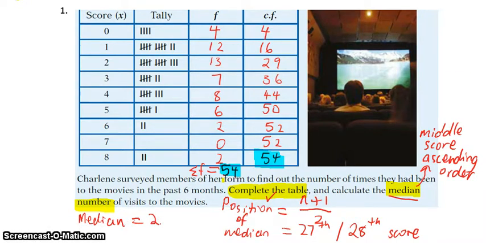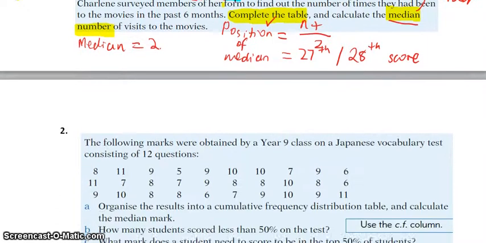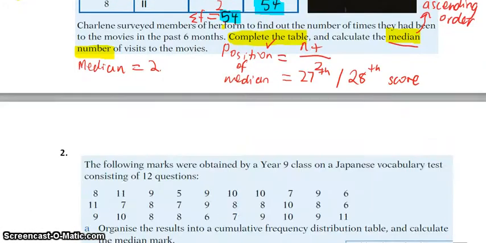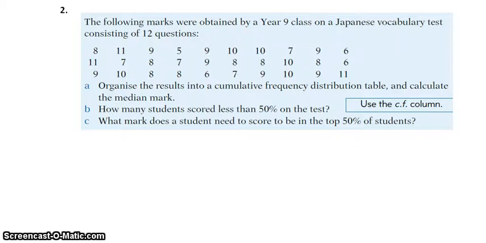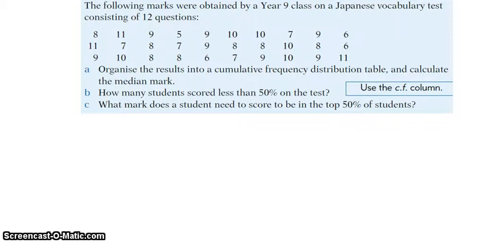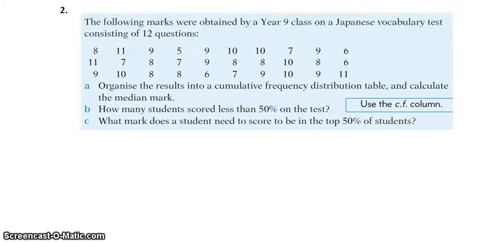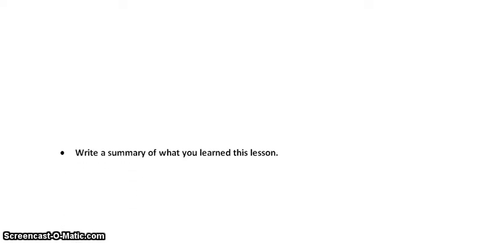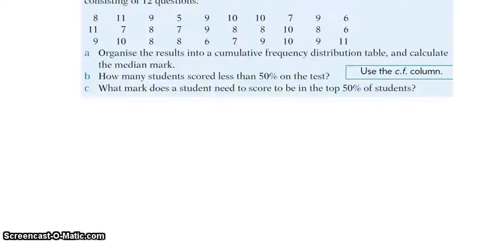Okay, what I want you to do is to make sure you understand what we did in this example. Watch it again if you don't. Pause and rewind. Have a go at this question where they're giving you data. You need to put it into a table with a cumulative frequency column, work out the median, and answer questions B and C. Write a summary of what you learnt and any questions you might have.